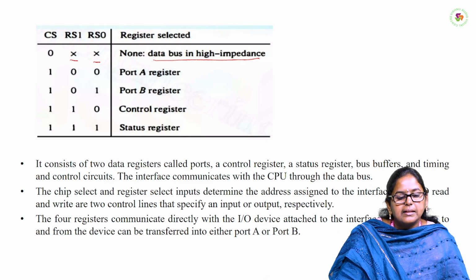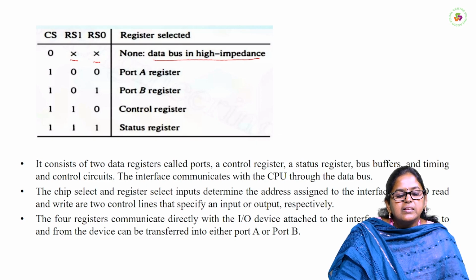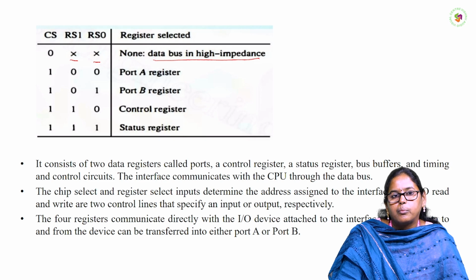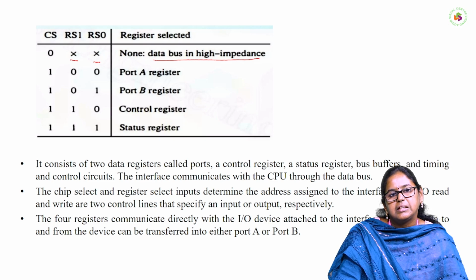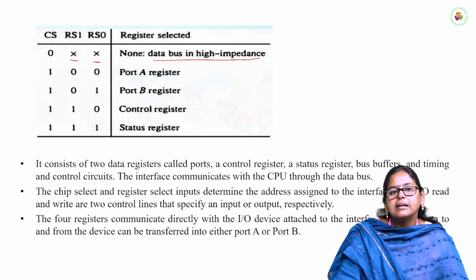Coming to the second row, here we can see CS equal to 1, RS1 equal to 0 and RS0 equal to 0. Then it selects the port A register for transmitting the data. The data may be coming from the input device, and from the input device it collects the data and transmits it to the registers present in the processor.